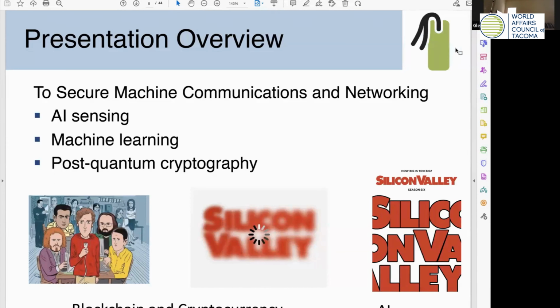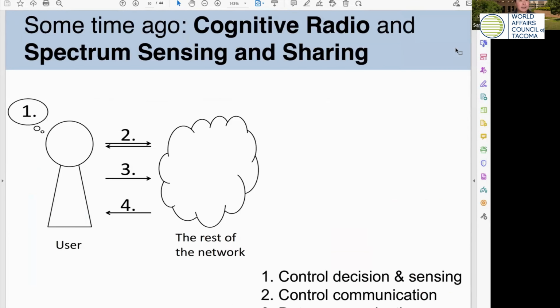I will come back to this slide because this is the presentation organization slide. So I'll try to come back. And let's start by talking about these two topics, AI sensing and machine learning.